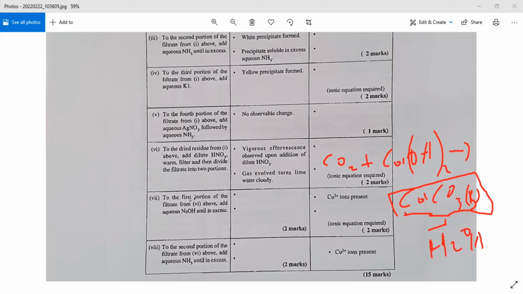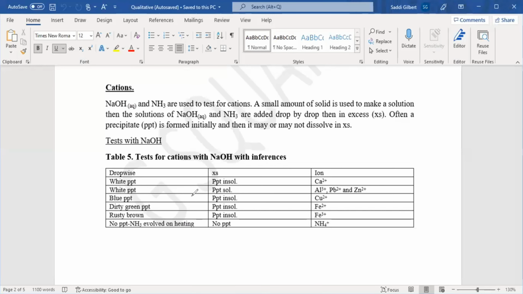It says to the first portion of the filtrate from above, add sodium hydroxide until in excess. Remember, sodium hydroxide is used to test for cations. Here we go. Copper 2+ ions present. What would we observe if copper 2+ ions are present? So let me go back to the document so you can clearly see that. So here's copper. When you add dropwise, you get a blue precipitate. Then in excess, the precipitate is insoluble. All right. So we know what we should be seeing here.